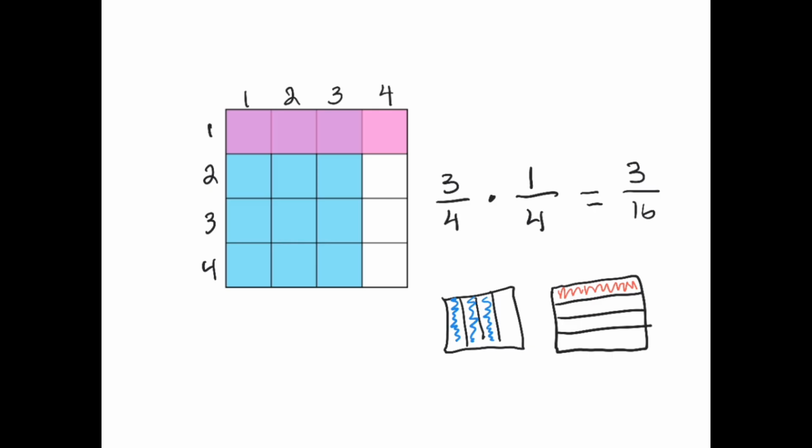So the multiplication sentence that matches this model is 3/4 times 1/4 equals 3/16. 3/16 cannot be simplified, so this would be your final answer. Here we have another model.